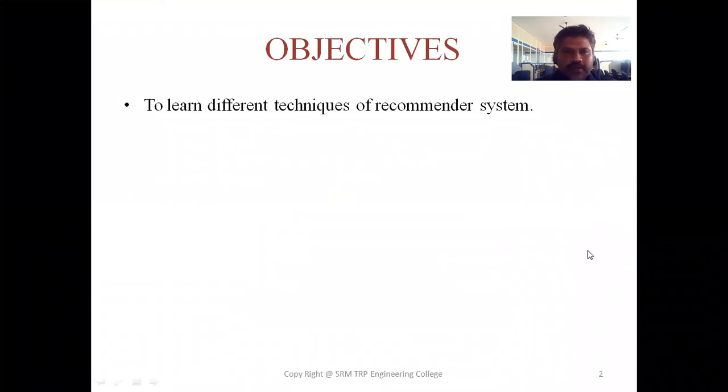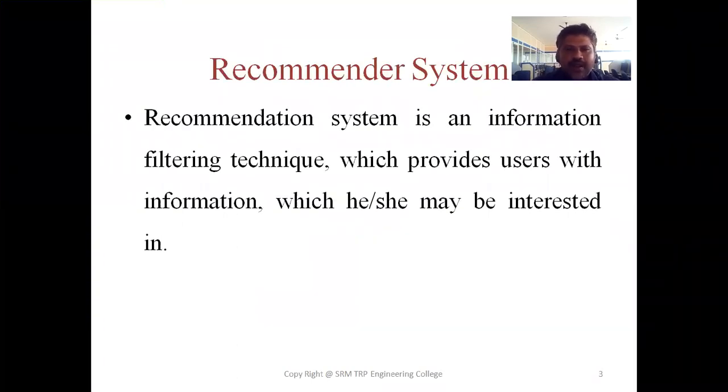The learning objective is to learn different techniques of recommender system. The definition for recommender system: it is an information filtering technique which provides to the users items which he or she may be interested in. Based upon the previous history of the corresponding user or the user's feedback, we are going to suggest or recommend the product or service to the user. Okay, this is called a recommender system.